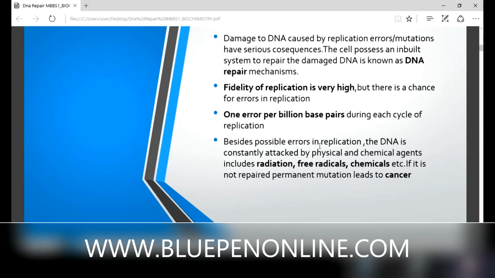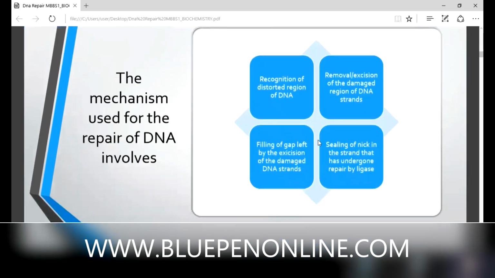Now we enter into different types of DNA repair that occur in our body. Through which mechanism does this DNA repair occur? There are four steps in how this DNA repair occurs. First of all, we recognize the distorted region of DNA.